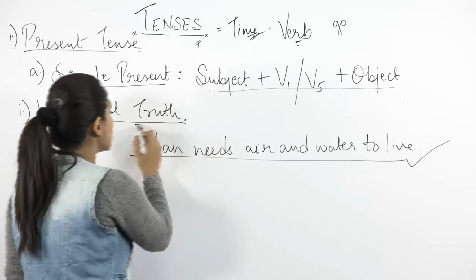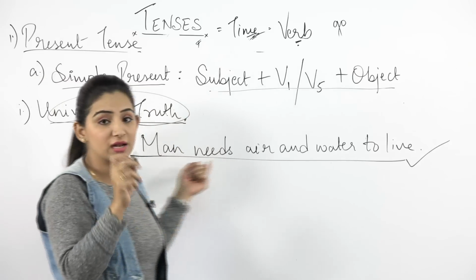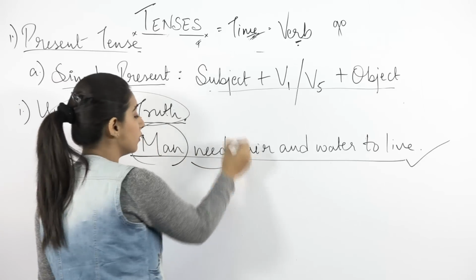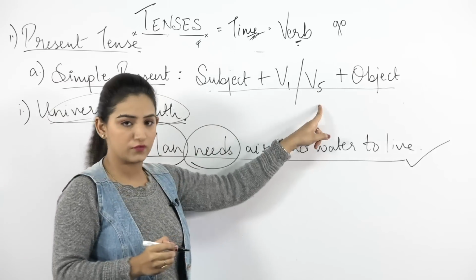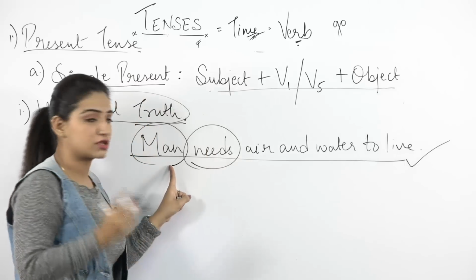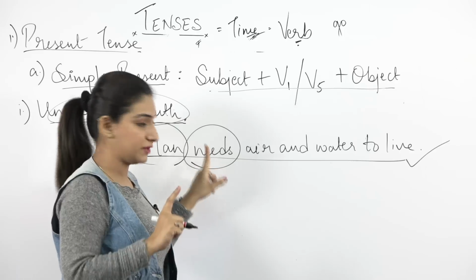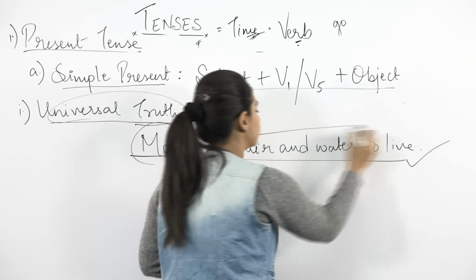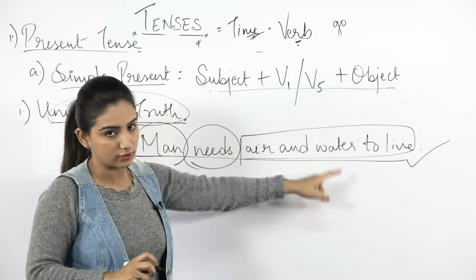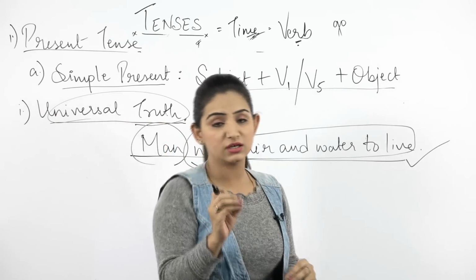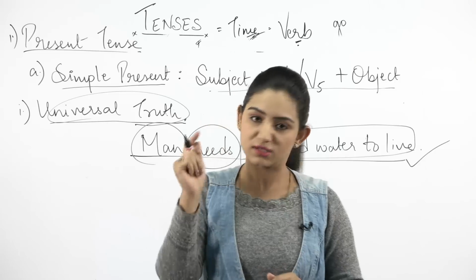Why? Because this is a universal truth. A man cannot live without air and water. So this is the subject that you have, and you have the verb as verb's fifth form. Why? Because the subject was singular. Subject singular है, इसकी वजह से verb का fifth form लगा है present tense में, और जो आपका object है वो क्या है? Air and water. So whenever we have something that is considered under universal truth, we'll always follow simple present with it.